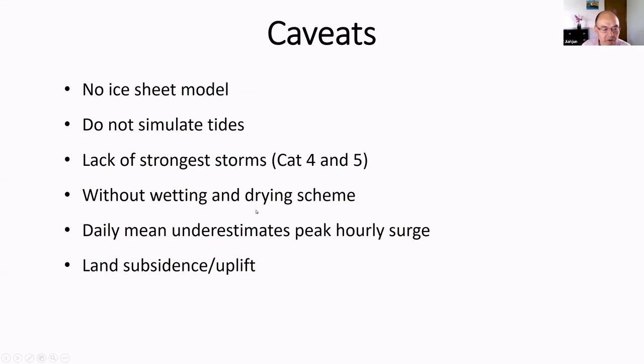And also the model does not have a wetting and drying scheme, so there's no inundation simulation. And also we use the daily mean, which could underestimate the peak hourly surge. And also there are no climate unrelated factors like land subsidence or land uplift. So all of these factors can influence the storm surge and sea level rise in this region.